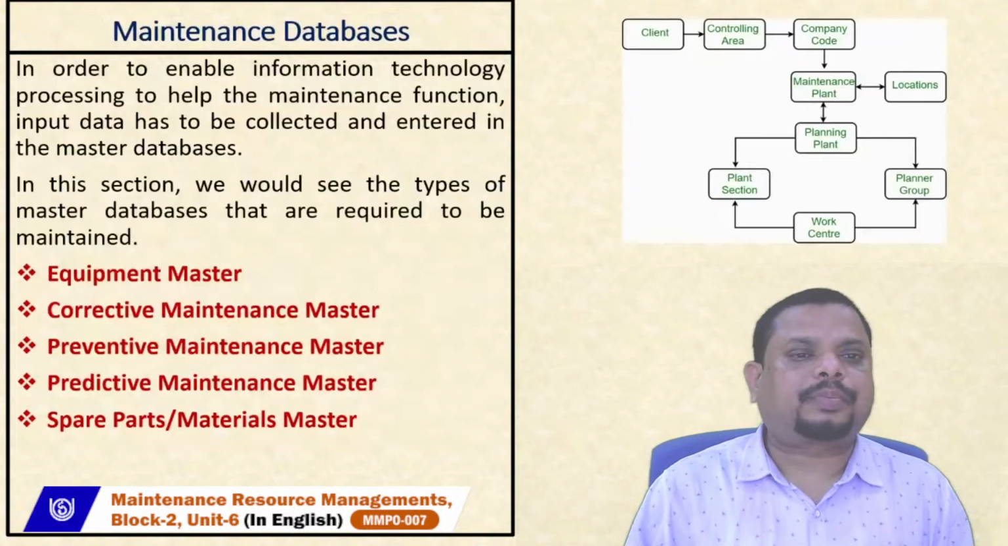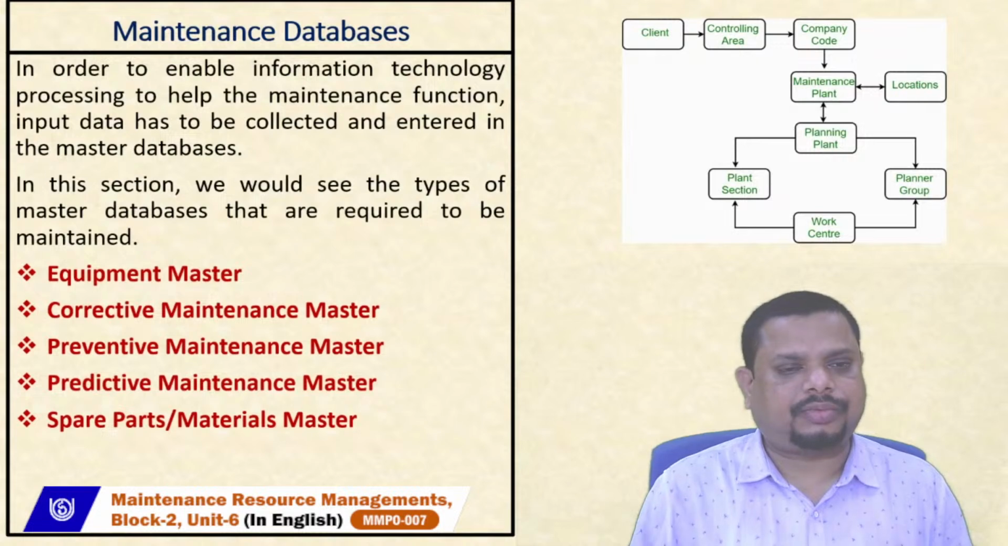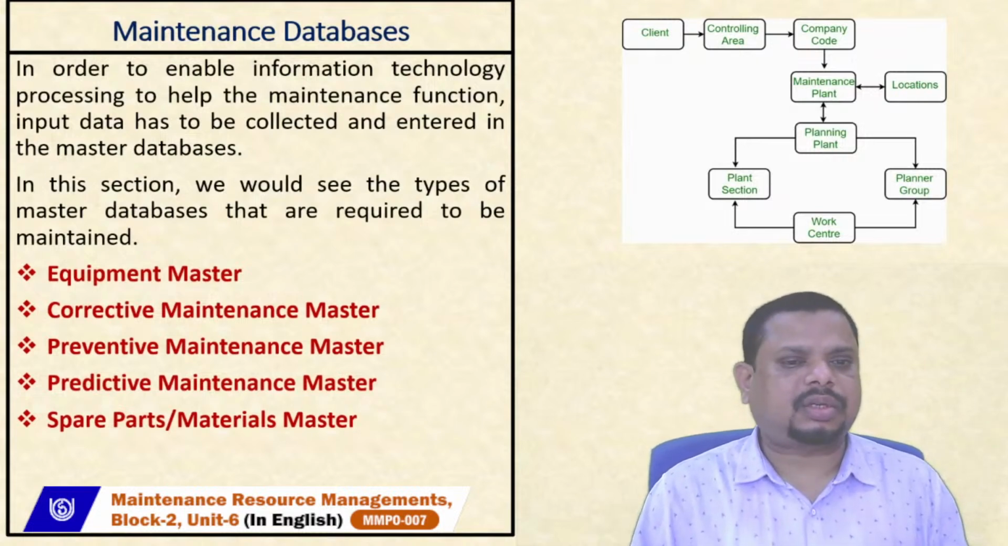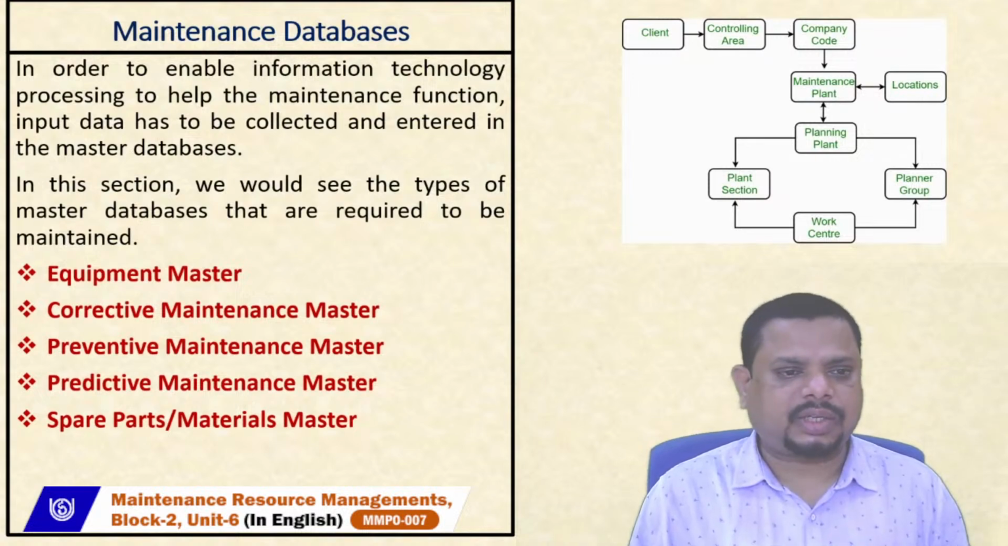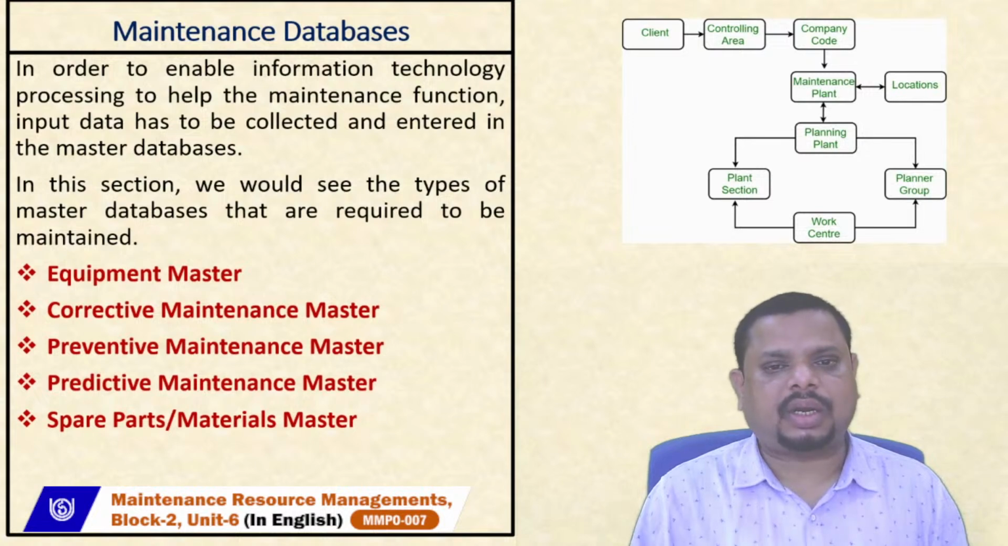Moving to the next one. The next one is the maintenance database. For all kinds of maintenance, as I told you, the feedback information consists of a large amount of data, and this data should be used for past, current as well as future courses of action, especially with reference to maintenance related work on the machines as well as equipment.